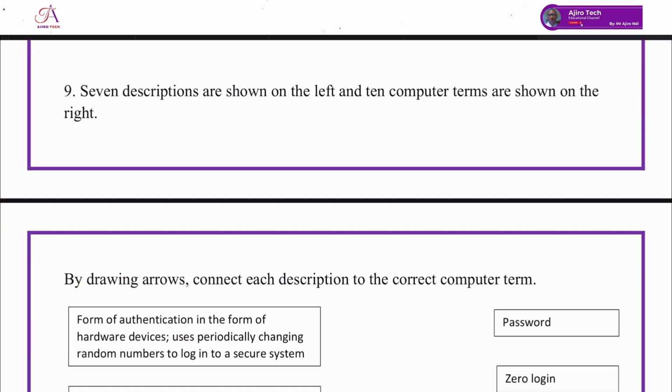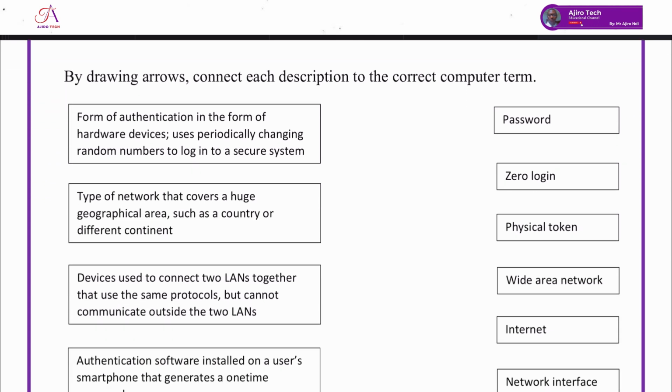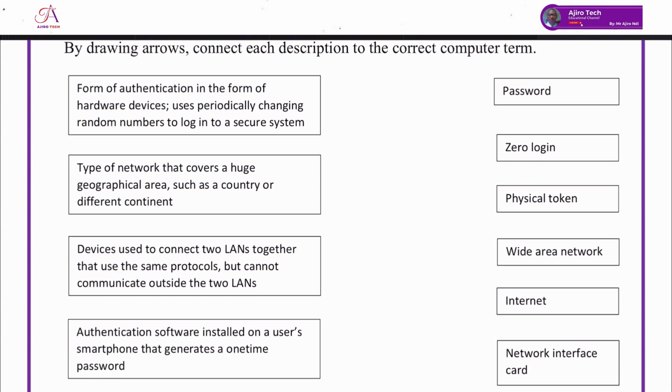Let's look at question 9. 7 descriptions are shown on the left, and 10 computer terms are shown on the right. By drawing arrows, connect each description to the correct term. So let's look at this. Form of authentication in the form of hardware devices uses periodically changing random numbers to log into a secure system. We see that as what? Yes, physical token. This is seen as physical token because it is a form of hardware, between physical token and electronic token.